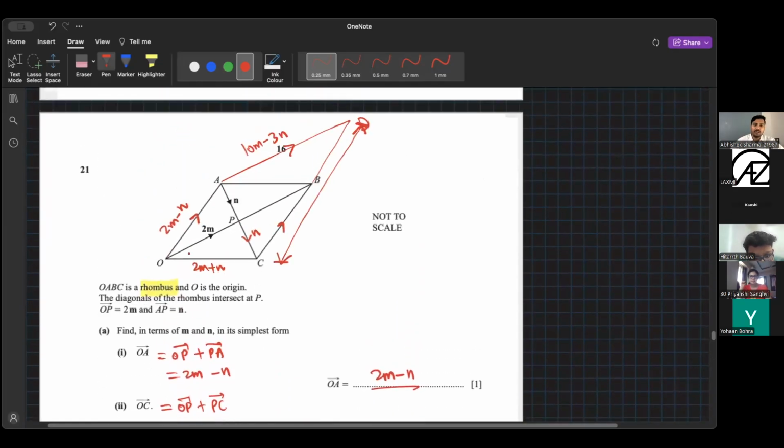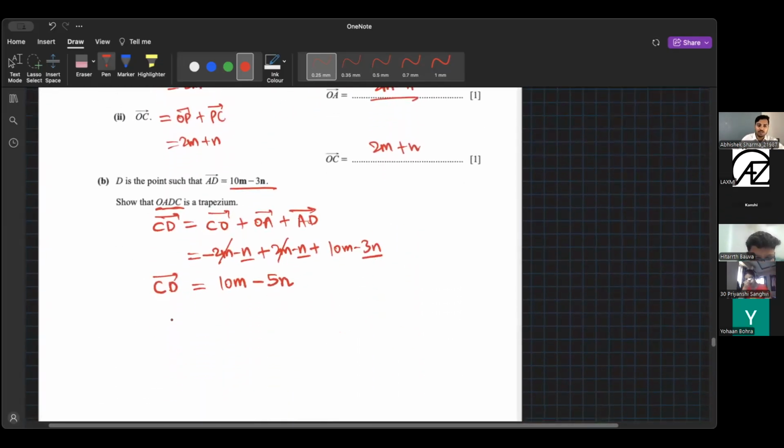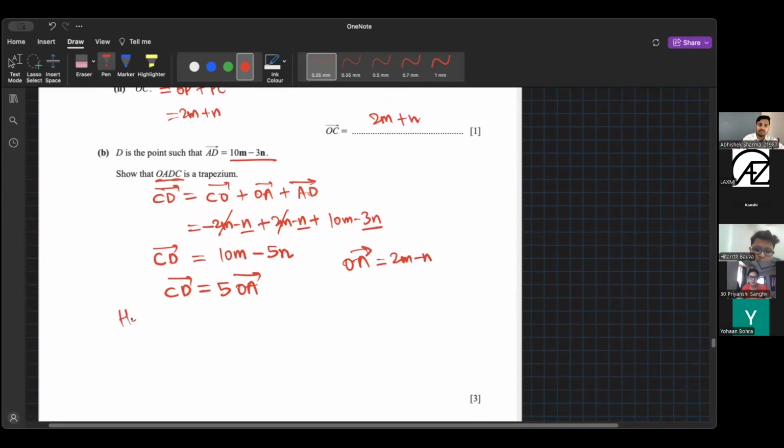Now CD is 10m minus 5n and OA is 2m minus n. So can we say that CD is 5 times OA? Because OA is 2m minus n, right? So CD is 5 times OA. Hence, we can say that CD is parallel to OA. Therefore, OADC is a trapezium.